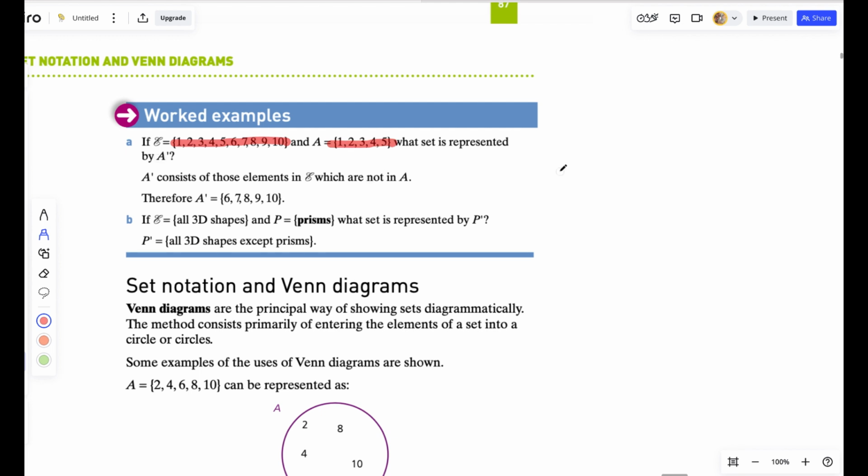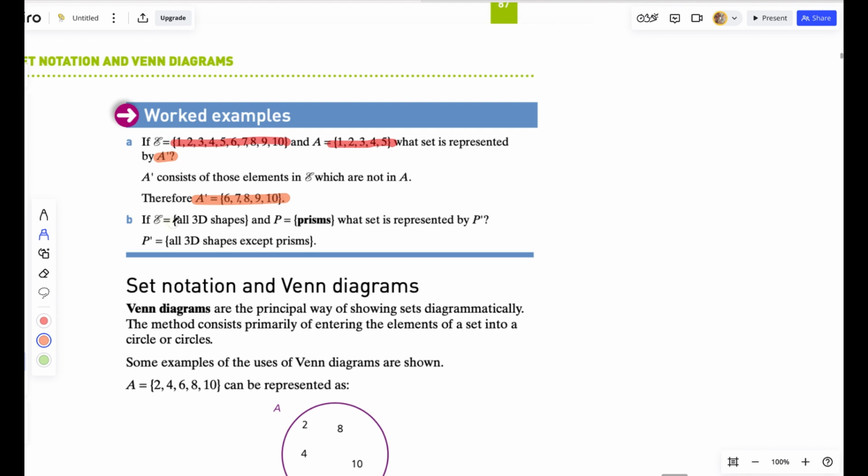A prime means the complement of set A. When you see prime, we're referring to the complement of set A, meaning what is in the universal set but not found in A. Those numbers are 6, 7, 8, 9, and 10. So A prime, A with a small prime raised, is what we call the complement of A, which is 6, 7, 8, 9, and 10.